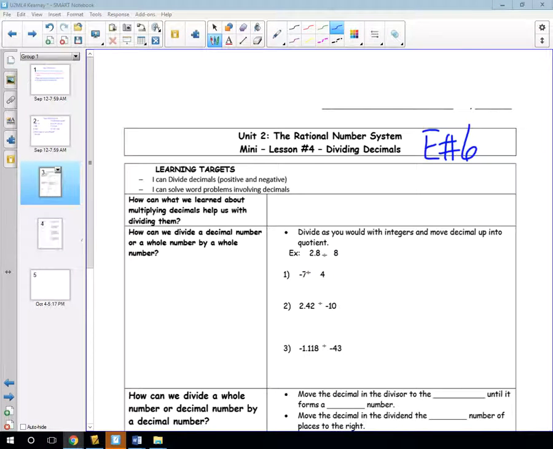Here's a little hint. Dun dun dun dun. That's right. It's integer man. Integer man is also going to help us divide decimals. Let's now look at our next essential question. How can we divide a decimal number or a whole number by a whole number?